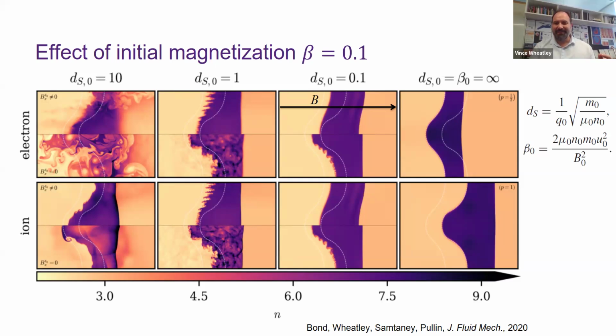The last two figures are those two different hydrodynamic limits. So one with just uncharged ions, and then the other one with both fluids combined into a single fluid, where we can see we get the faster shock, but still no roll-up of the interface.